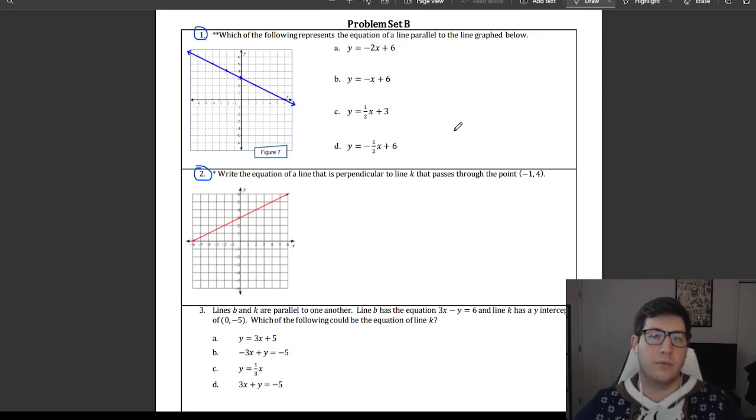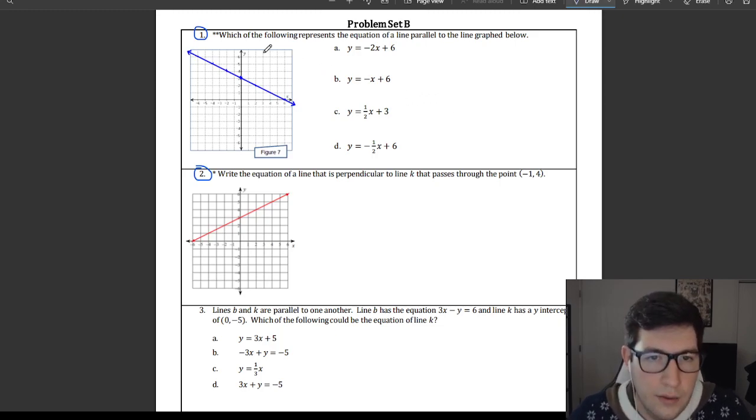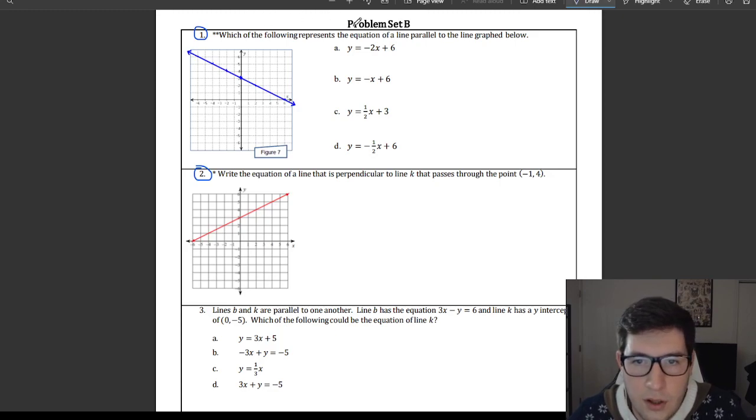Alright, so bringing it back. Question 1 says, which of the following represents the equation of a line parallel to the line graphed below? So this is our line, and we want to find one that's parallel. There's some useful information that we're going to have to pull from this. First thing, and most important thing, is its slope, right? Because when we're looking at parallel and perpendicular lines, that's really what we want to know.